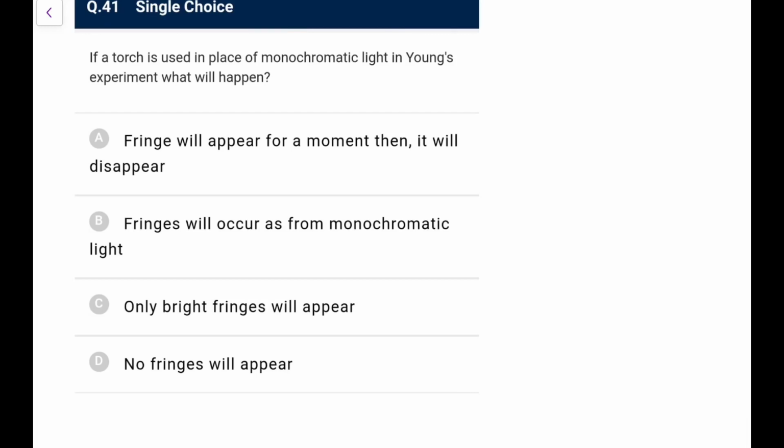If a torch is used in the place of monochromatic light, fringes will appear for a moment, then they will disappear. Fringes won't appear for you. There won't be an observable interference because the sources won't be coherent now.